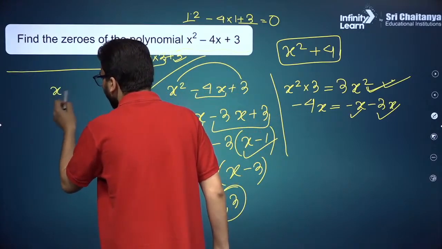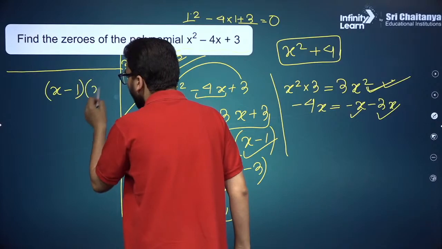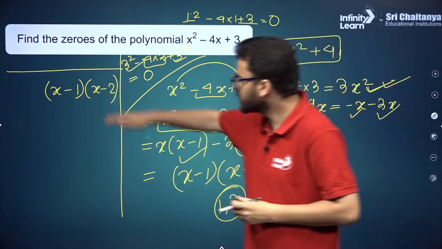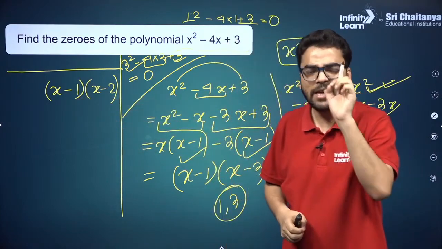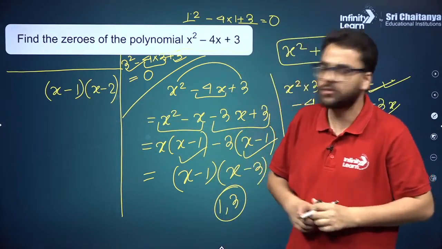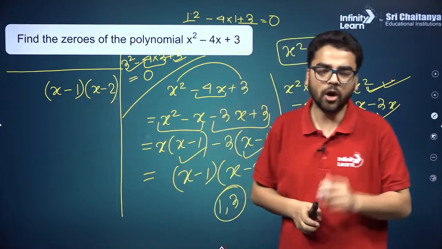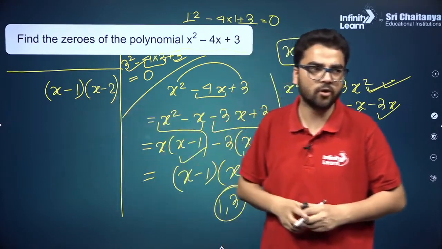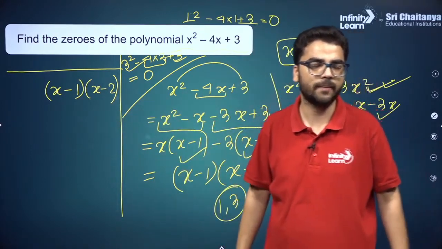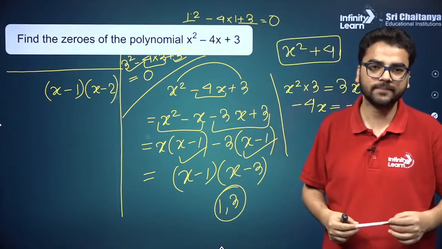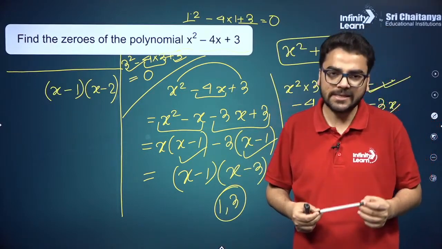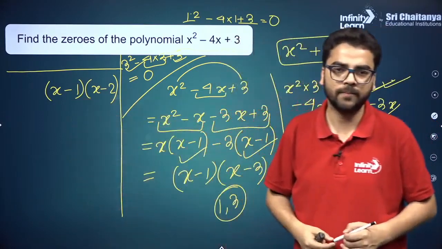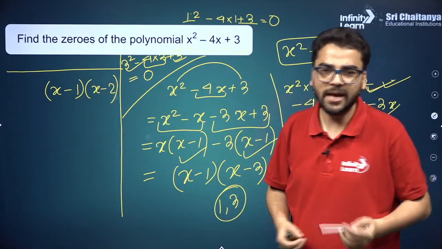See, for example, I have got this polynomial. It is having zeros 1, 2, right? Now, is this the only polynomial possible whose zeros are 1, 2? You got my question? Is this the only quadratic polynomial whose zeros are 1 and 2? Can you tell that yes or no in the chat? Right? The answer is no.